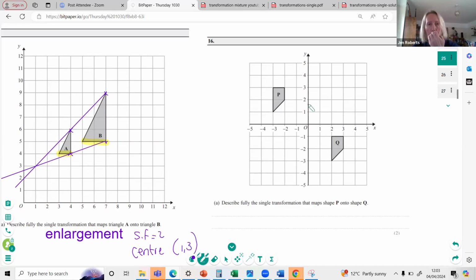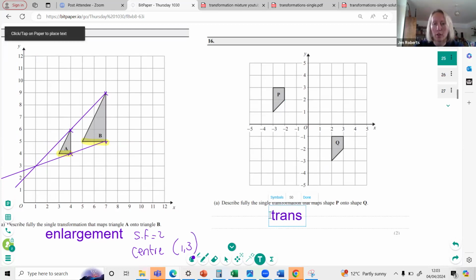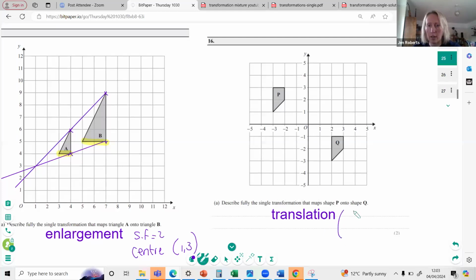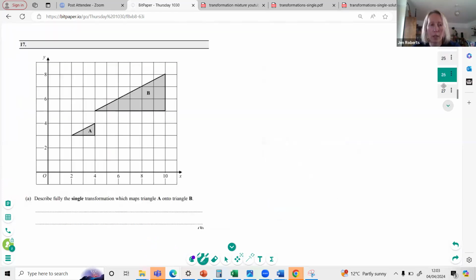Okay, so P onto Q, translation, because it's just moved across your grid. What's your vector? Let's have a look. Going from here to here. Same corner, same corner. 1, 2, 3, 4, 5. We're going right, so it's positive. And then 1, 2, 3, 4. We've gone down to negative. Okay, here's your last one.